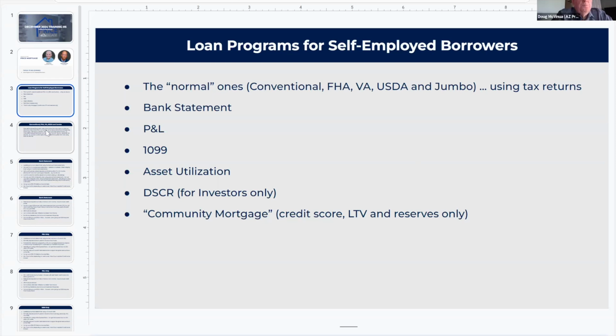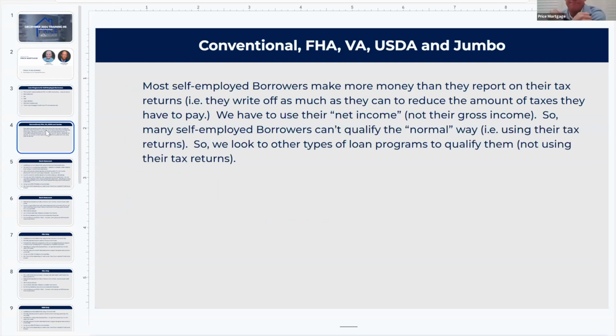It's not for everybody. And then I just try to say, hey, most self-employed borrowers make more money than they report on their tax returns, i.e., they write off as much as they can to reduce the amount of taxes they have to pay. We have to use their net income, not their gross income. So many self-employed borrowers can't qualify the normal way, using tax returns. So this is when we look to these other types of loan programs to qualify them, where we're not using their tax returns.